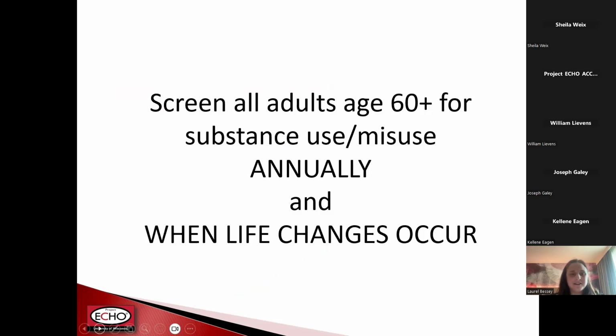And I'm sure this is preaching to the choir in this group, but it is recommended that we screen all adults age 60 and older for substance use and misuse annually as part of a checkup and in behavioral healthcare settings. And we want to also check in, especially when major life changes occur. So if there's a major change in physical or mental health status, like falls or new memory issues, or a major life event or change, like retirement, which is a particularly vulnerable time, moving, or loss of a significant person in their life, these are all really good times to screen for substance use.